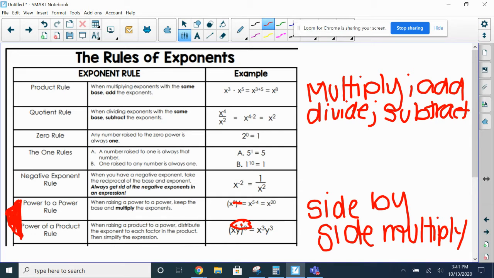All right, now you sing it with me. Multiply, add, divide, subtract. Side by side, multiply. Multiply, add, divide, subtract. Side by side, multiply.